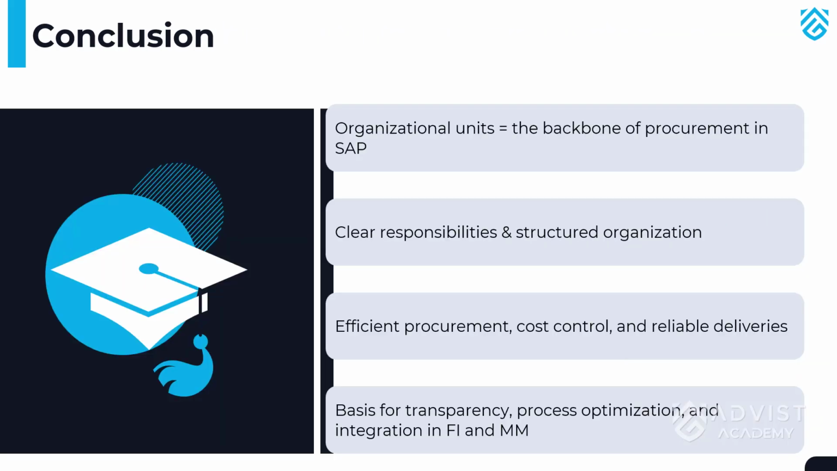In summary, the organizational units in purchasing form the backbone of the procurement processes in the SAP system. The clear assignment of responsibilities and the structured division into company codes, plants, and storage locations ensure that materials are procured efficiently, costs are controlled, and deliveries are reliably managed.